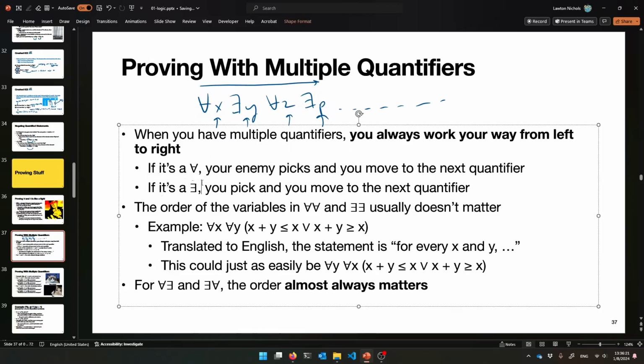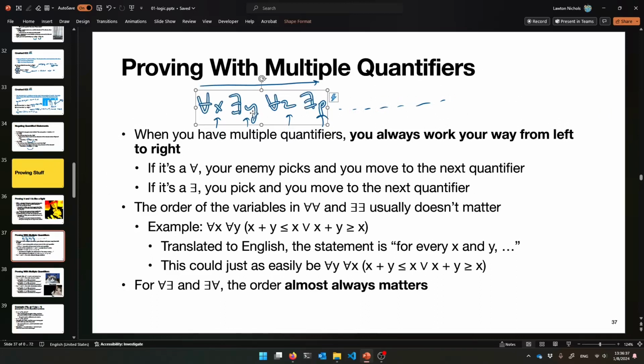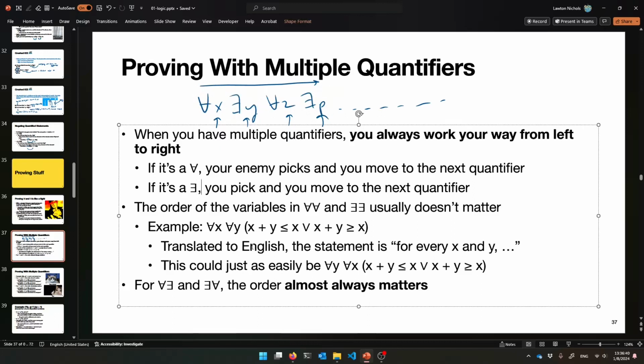So when it's a for all, your enemy picks. When it's a there exists, you get to pick. And you just keep moving your way inwards, and then you have values of variables to try out and finally do something with on the inside. So the order really matters when they flip-flop like this, for all and there exists, for all and there exists. If you have two for alls or two there exists in a row, it's like you get to throw two punches, or your enemy gets to throw two punches. The order doesn't really matter in that case. Here's an example of a double for all quantified statement: for all x, for all y, x plus y is less than or equal to x, or x plus y is greater than or equal to x.